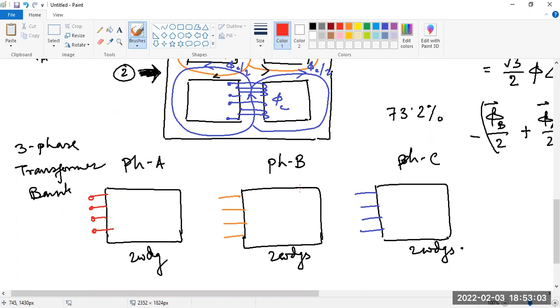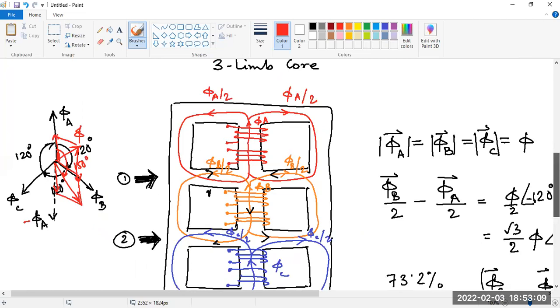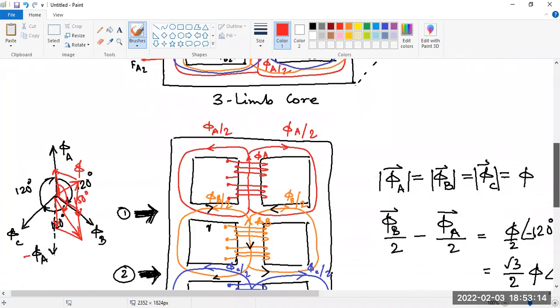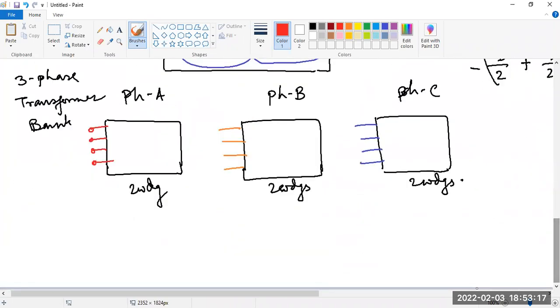I don't know the history, but core type transformers are widely used. This construction, three-limb core type, is widely used. That is more recent. It doesn't mean that three-phase transformer banks have no application. These three-phase transformer banks are used in ships. Why? Can you tell me? It is very much used in ships, marine application.